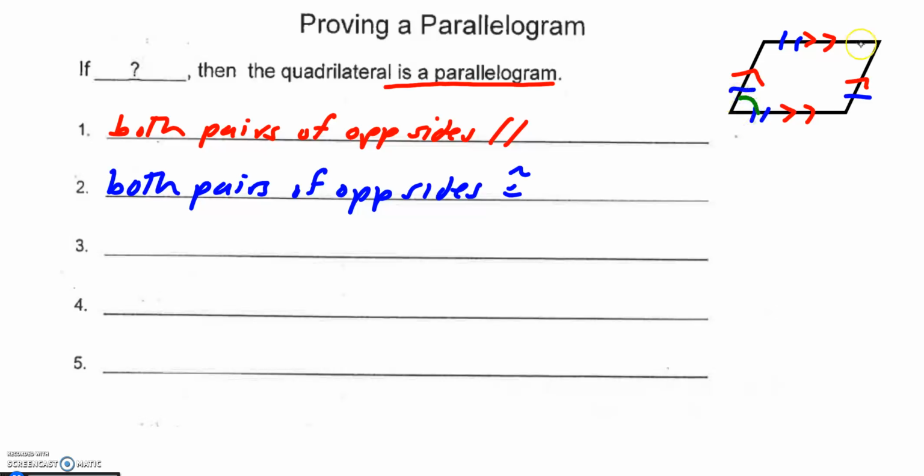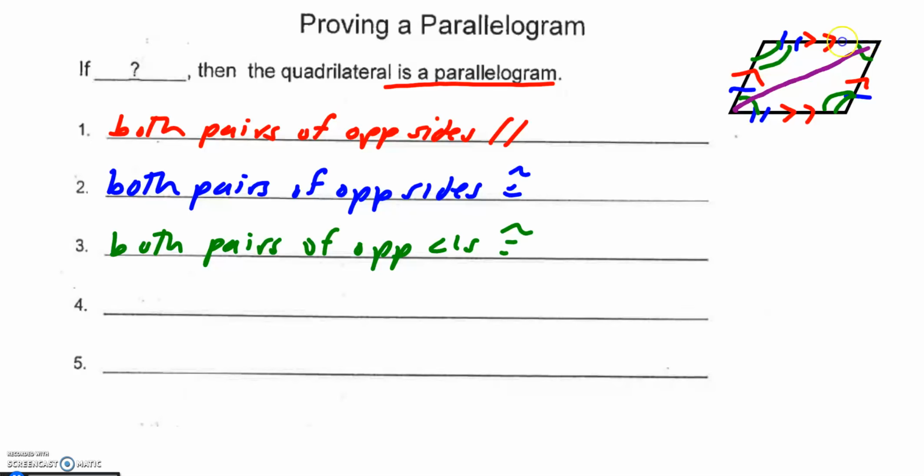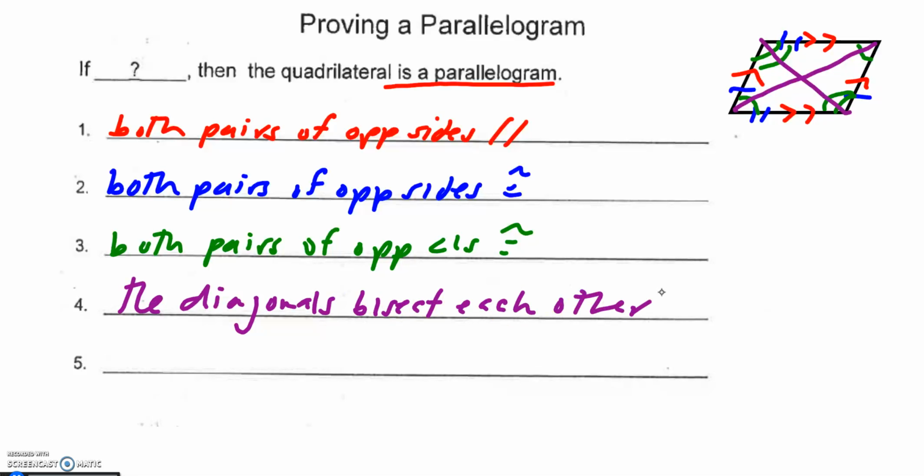Just like earlier, if you could prove that you have two pairs of opposite angles being congruent, then it has to be a parallelogram. Both pairs of opposite angles are congruent. If, like earlier, you could prove that the diagonals bisect each other, then that's another way. If the diagonals bisect each other, then it's a parallelogram. So far, everything is the same as this previous slide.